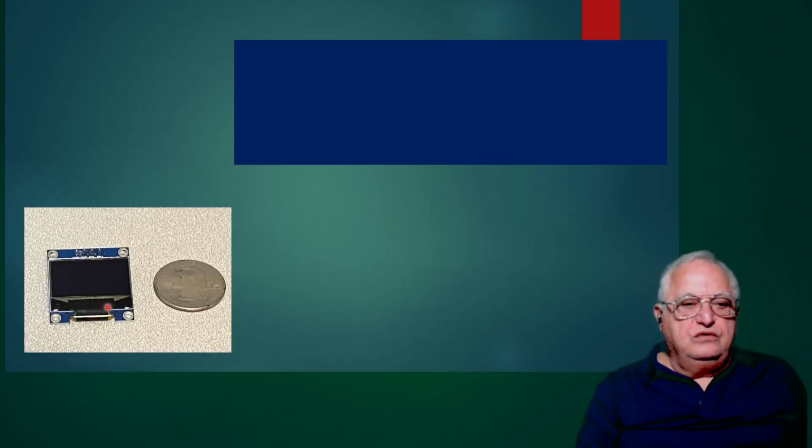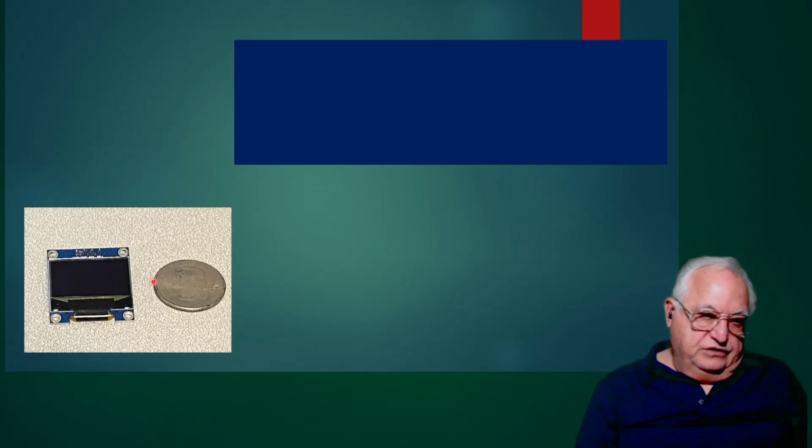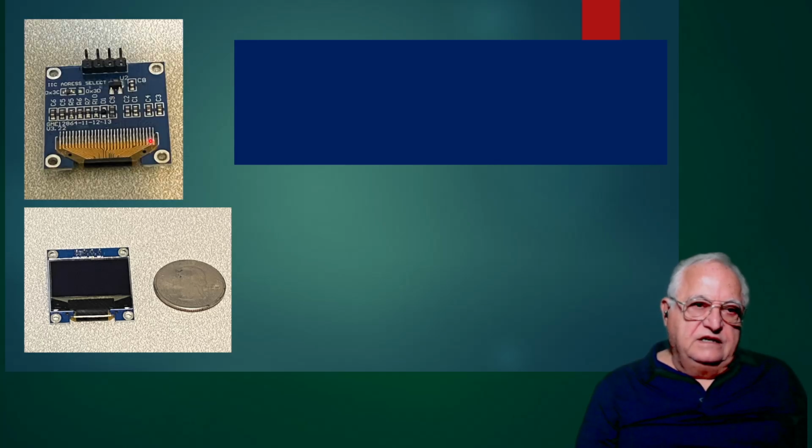So this shows you the display, and I put a 25-cent coin next to it so you can get an idea of the size. It's a fairly small display. This is from the back of the display. It has 4 pins: one for power, ground, and then 2 for the I2C, the SDL and the SDA.